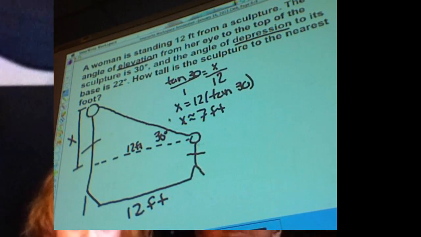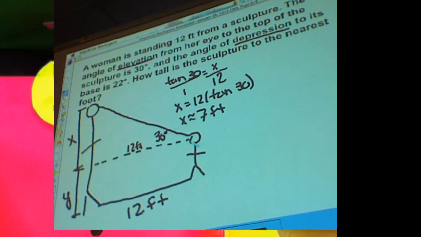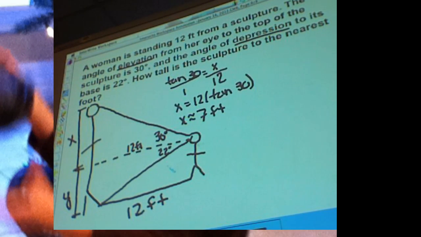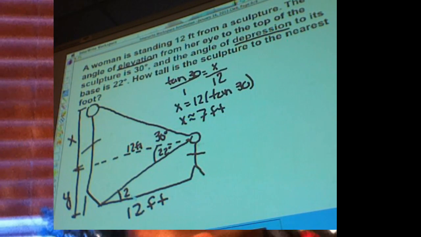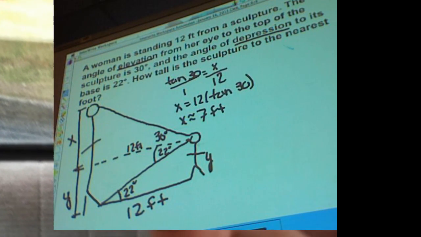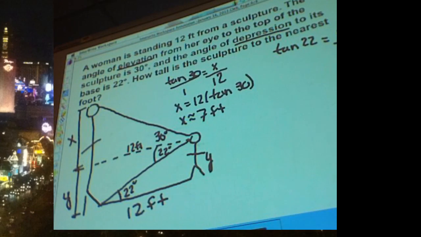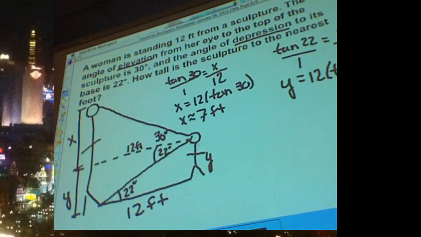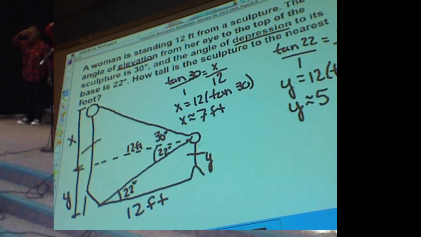Now let's see how you did with the angle of depression. From here to the base of the sculpture is the second part that we need. It told us the angle of depression from her eyes down to the base of the sculpture is 22 degrees. Now remember, with the angle of depression, this angle and this angle are congruent because they are alternate interior angles. So now we can find this distance, which is also y, by using tangent once again. The tangent of 22 degrees equals the opposite over the adjacent. Set up your proportion and cross multiply. And when you do, you get that this part of the sculpture is approximately 5 feet tall.